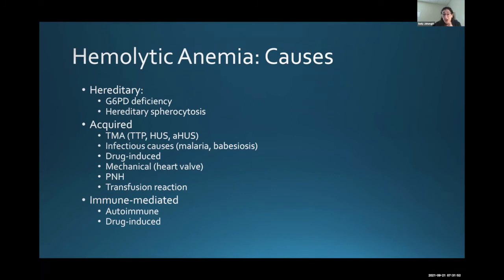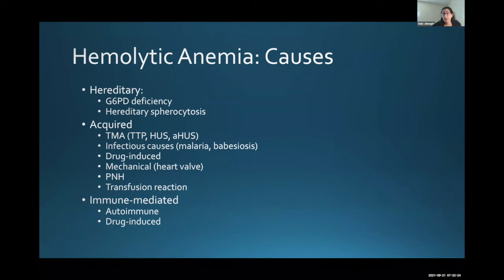The last anemia we'll talk about are hemolytic anemias. They do have a broad range of causes. They can be hereditary, things like G6PD deficiency and hereditary spherocytosis. There can be acquired causes for hemolytic anemias, the dreaded thrombotic microangiopathies like TTP, HUS, and atypical HUS. There can be infectious causes like malaria and babesiosis. Drug-induced hemolytic anemia can either be acquired, or there can be an autoimmune component to that as well.